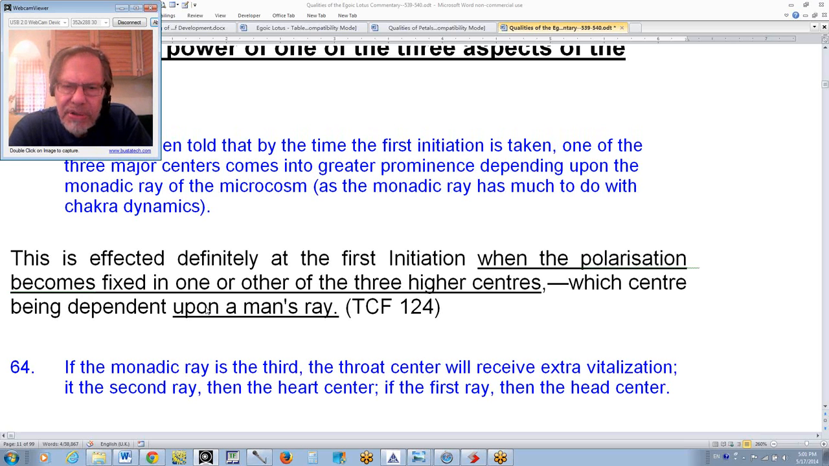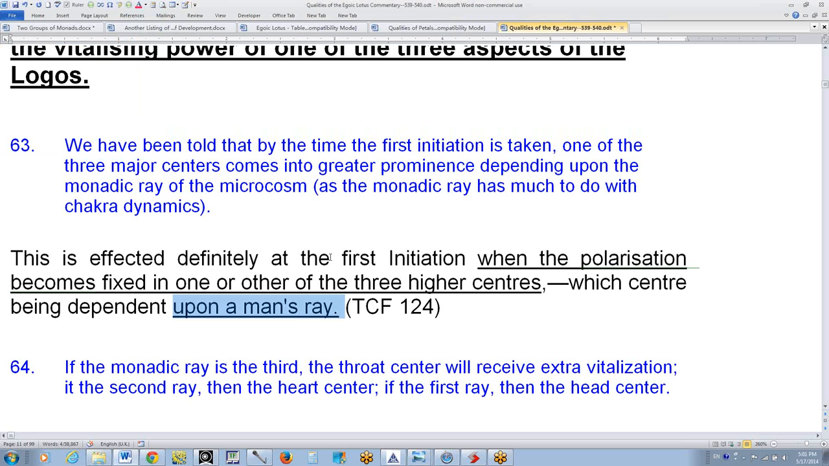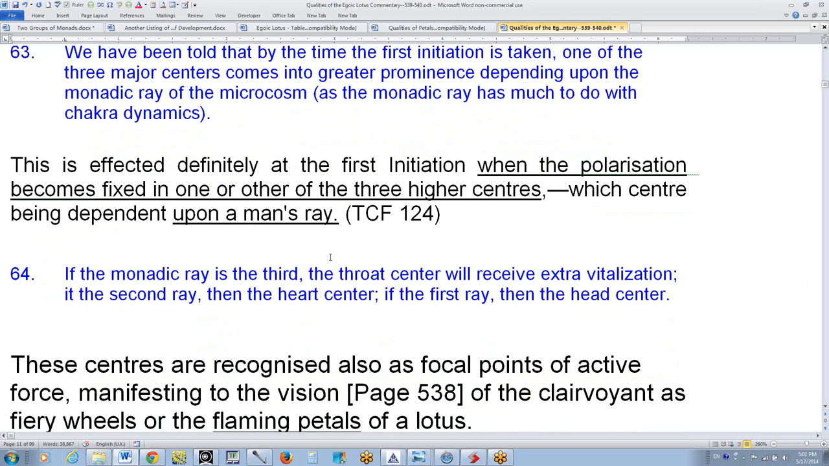If the monadic ray is the third, the throat center will receive extra vitalization by the first initiation. If the second ray, then the heart center. If the first ray, then the head center. So what is the monadic ray? It's always going to be ultimately one of the three, but as we also have been studying and realize, there are 7 monadic rays.